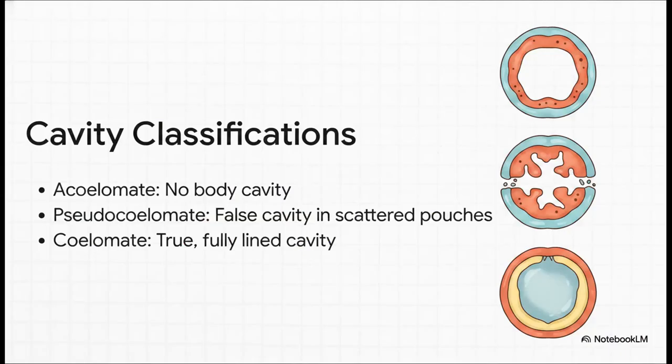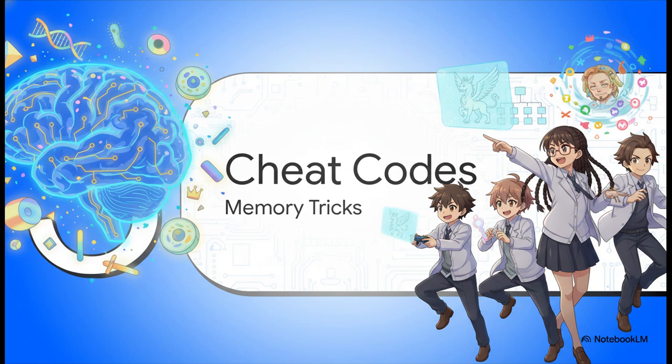So, based on that exact rule, animals fall into 3 cavity buckets. Acoelomates have 0 body cavity. They are just packed solid. Pseudocoelomates have a false cavity that appears in scattered pouches because it isn't perfectly lined by mesoderm, and this weird middle ground is unique to the Aschelminthes. Finally, we've got the coelomates. These are the animals with the true, fully lined cavity, a feature you'll find in annelids and literally all higher life forms. All right, on to section 3, classification cheat codes.